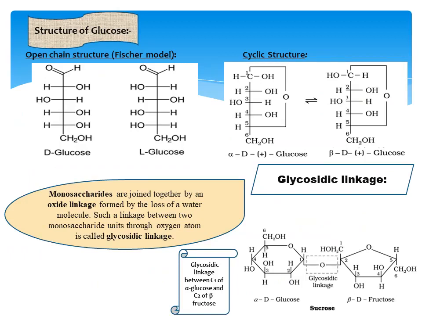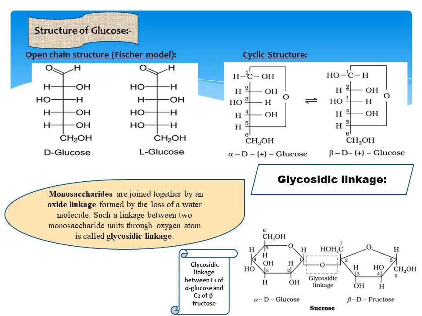In this slide, you can see the structure of glucose. The left extreme structure is the open chain structure of the Fischer model. Here you have the D glucose and the L glucose. D stands for dextrorotatory, L stands for levorotatory. Or in common sense, you can say D stands for right, L stands for left.